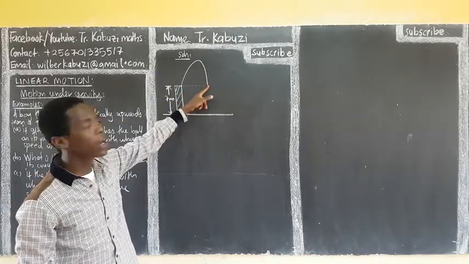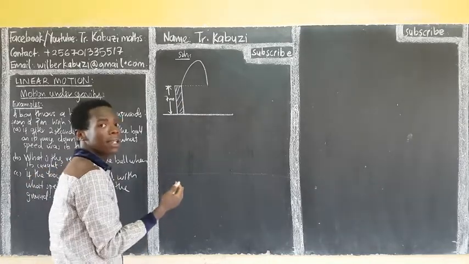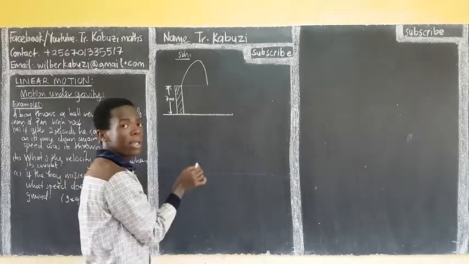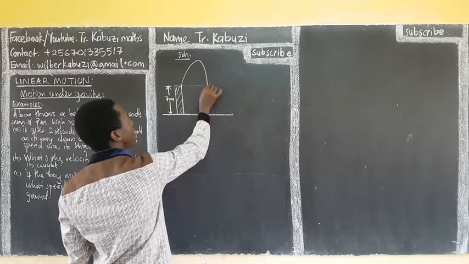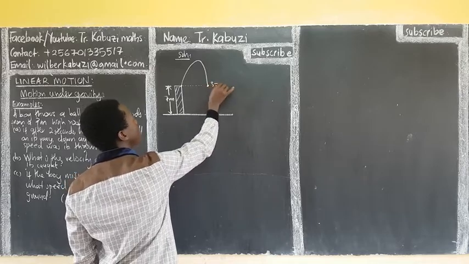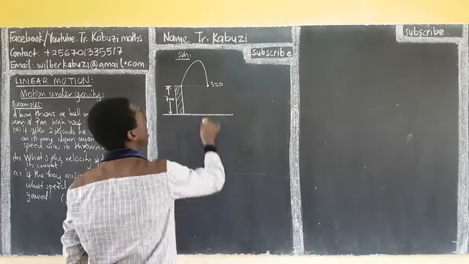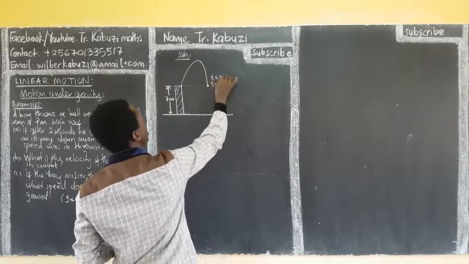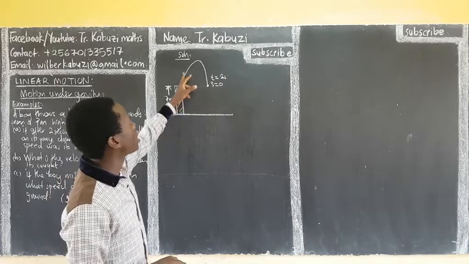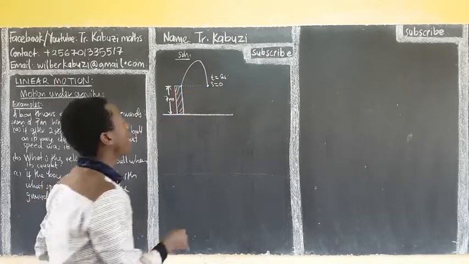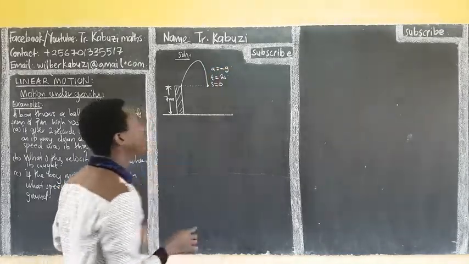So, to catch it at this point, our S is going to be 0. It would have covered 0 distance, because it's still at the same point. Remember, it started from here. So if it comes back to this point, here our S is going to be 0. And the time is 2 seconds. It's catching it at 2 seconds. And now, remember, this ball is going upwards first. So our acceleration is going to be negative g, because it's going upwards.